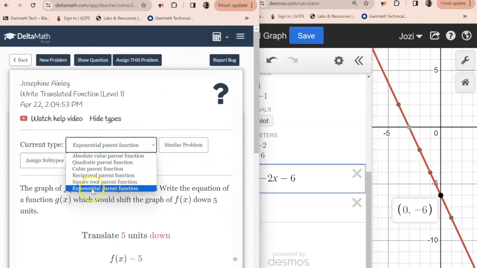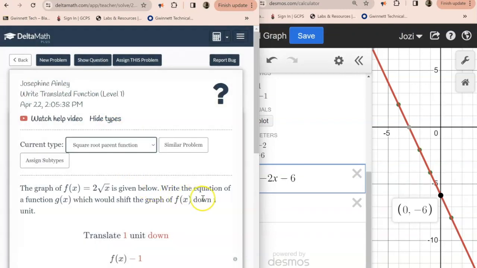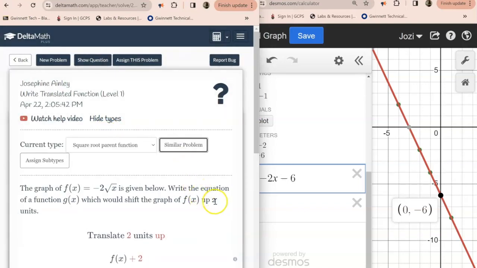All right, one more. We've done all of them. I'll just do one more just to see. Down 1, we did that one. Okay, up 2, we haven't done this one. All right, so again, here's my parent function, square root. I don't think I did this one. Here's my parent function, square root.